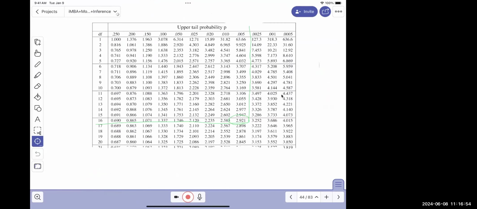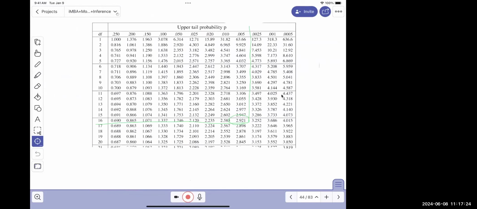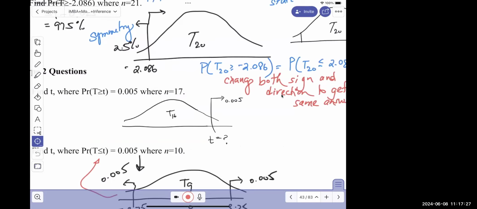So if we go to row 16 and we look for 0.005, this is our value here. It's very easy. 2.921. So it's actually using the probabilities and getting the t-score. It's easier on the t-table than it is on the z-table. So this means that you have to be at 2.921 standard deviations from the mean.